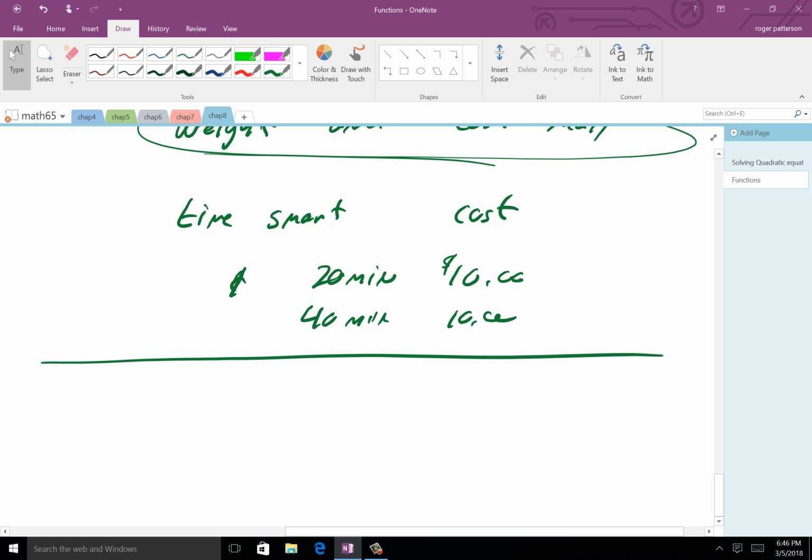All right, so here's our first one: 3/2 x plus 4/5 equals 3/10. Do you think that's linear or quadratic? Linear. Yep, definitely linear. Okay, so then they want us to solve it.